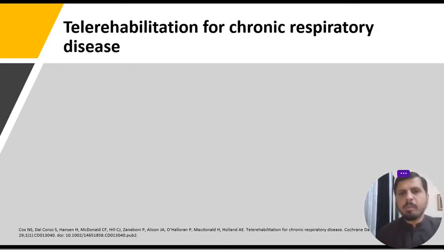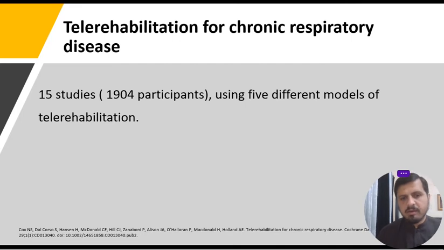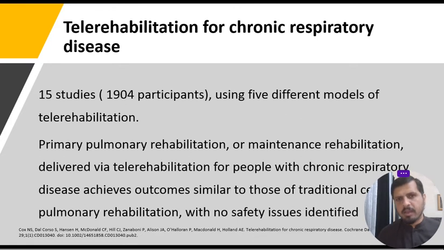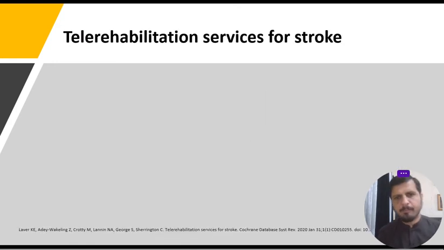Then telerehabilitation has also been used for chronic respiratory diseases. This is a systematic review of 15 studies which used 5 different models of telerehabilitation. The conclusion was that primary pulmonary rehabilitation, that is the first-time rehabilitation, or maintenance rehabilitation, that is done in the long phase, when delivered via telerehabilitation for people who have chronic respiratory illnesses, can achieve outcomes similar to those of traditional pulmonary rehabilitation, and there were no safety issues identified during telerehabilitation sessions. So it's not only safe, it is probably, if not more, as effective as in-person sessions.